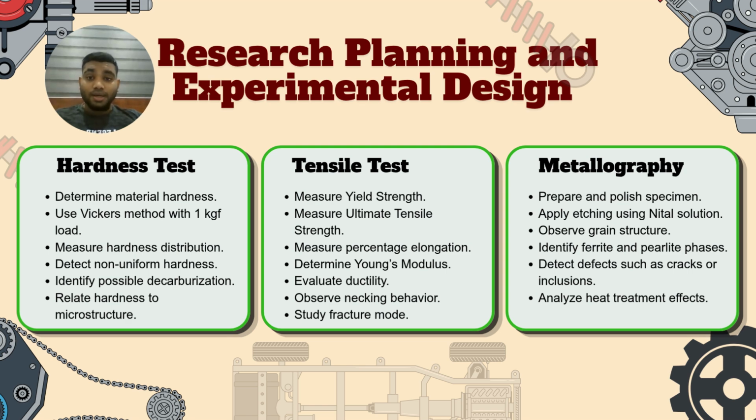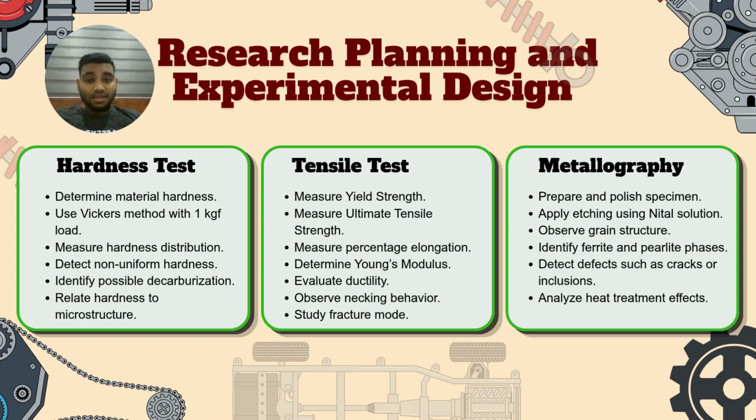Hello, my name is Tunesh Kumar, and I'll be explaining the research planning and experimental design. So for the first one, we have the hardness test. The hardness test is used to determine the hardness of the material using the Vickers method with a 1 kgf load. It also helps to detect non-uniform hardness of the specific material. As an add-on, it helps to identify possible decarburization, which relates to the hardness of the microstructure.